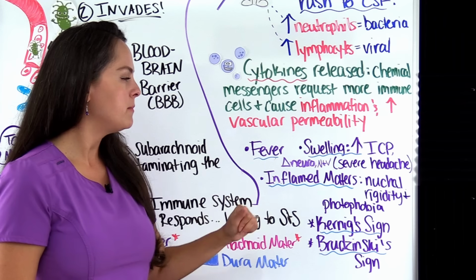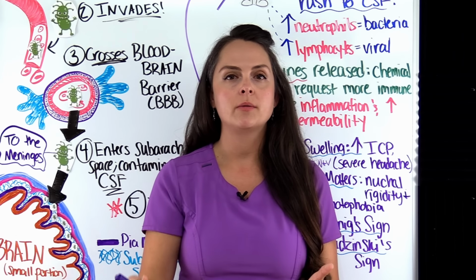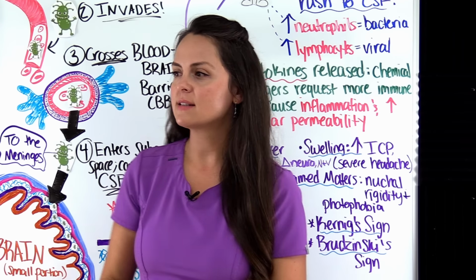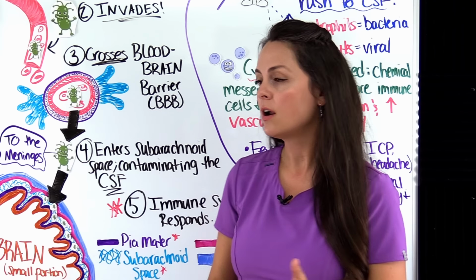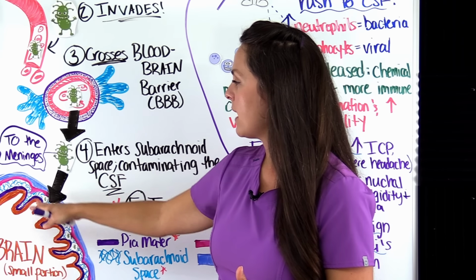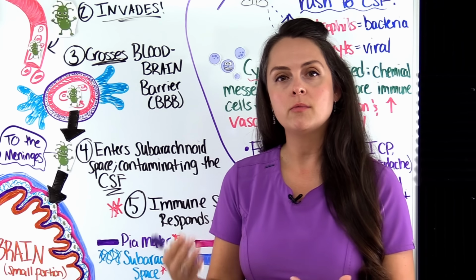In addition, because we have swelling and increased vascular permeability, plus these structures in here, such as the arachnoid villi, these are the little villi that hang out in the subarachnoid space that help reabsorb cerebrospinal fluid, they're not going to be working like they should.